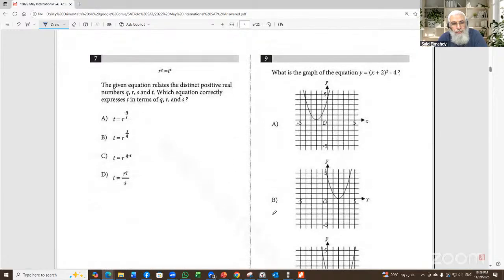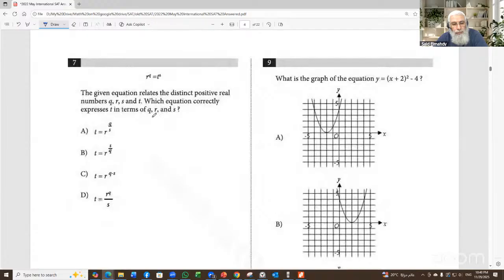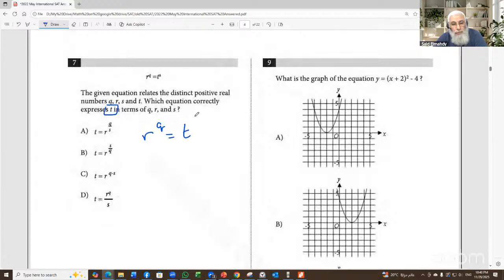Number 7, the given equation relates the distinct positive real numbers Q, R, S, and T. Which equation correctly expresses T in terms of Q, R, and S? So we need T. So R power Q equals T power S. So we need to solve for T. To solve for T, we need to take the S root of this.